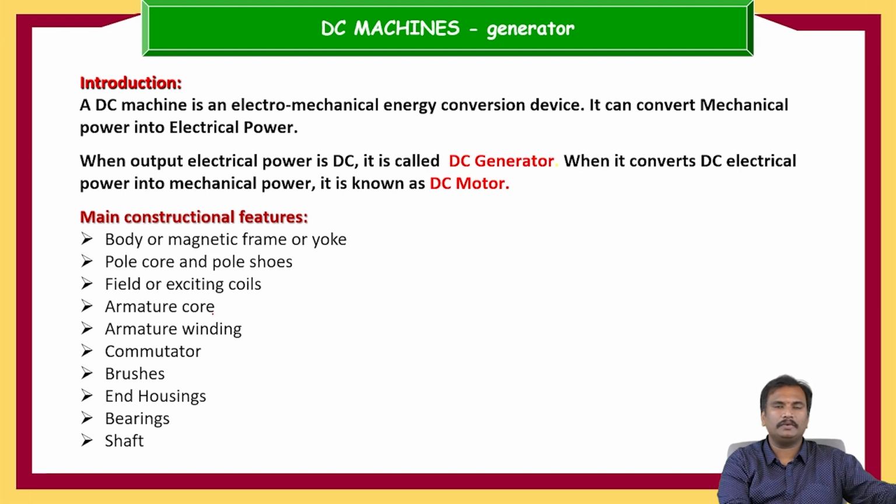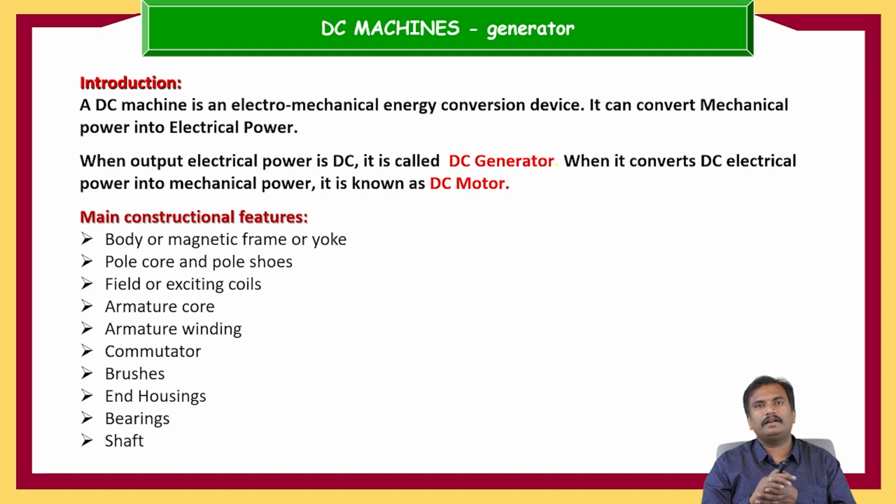On the armature core, and the next armature winding on the rotor in order to get a DC supply. Just we are going to generate the AC supply. So in order to convert the AC supply into DC, we need a commutator. And then to collect the current from the conductors, we need brushes and end housing, bearings and shaft. These are the external parts we require in order to get the clear operation of the DC generators. These are the main constructional details of the DC machine.